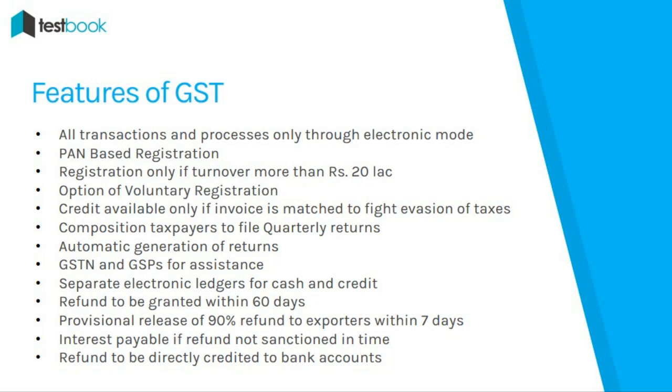Composition taxpayers to file quarterly returns. Automatic generation of returns, GSTN and GSPs for assistance. Separate electronic ledgers for cash and credit. Refund to be granted within 60 days. Provisional release of 90% refund to exporters within 7 days. Interest payable if refund not sanctioned in time. Refund to be directly credited to bank accounts.